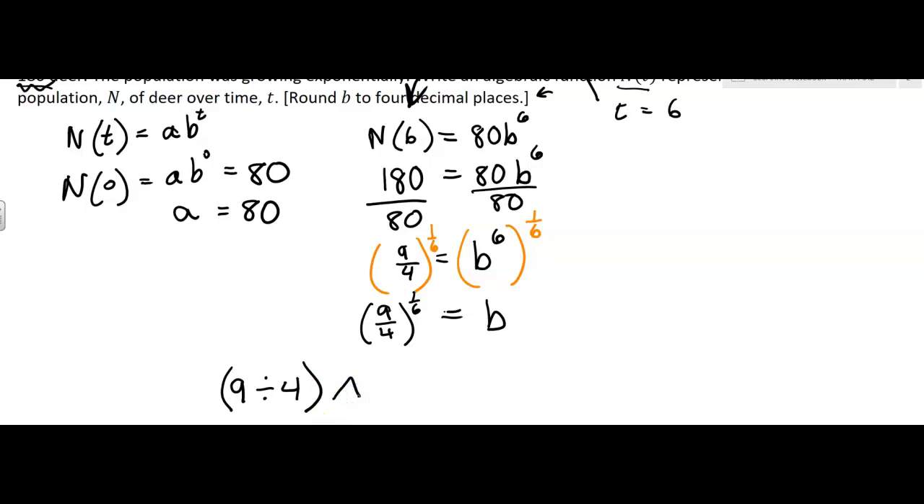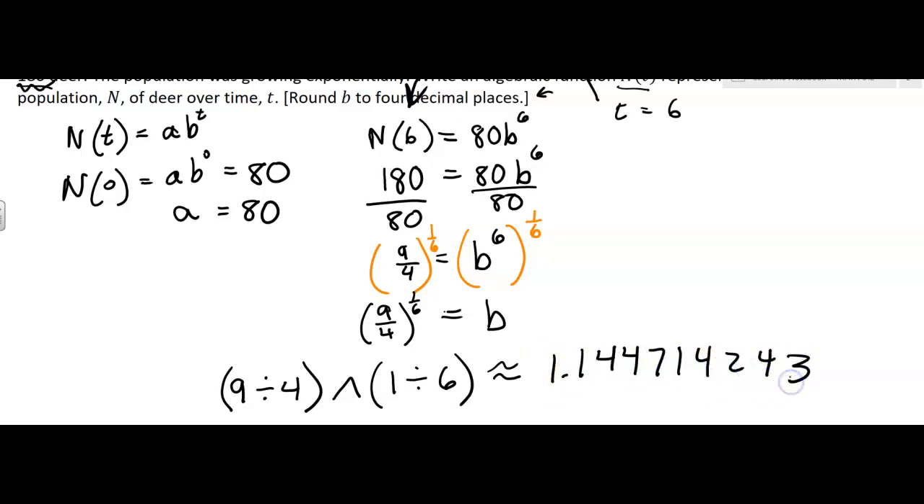And then here's a mistake that students sometimes make. You have to put that exponent in parentheses. If you don't, you're not going to get the right answer, okay? So we were raising it to the 1 divided by 6, okay? And again, we don't want a decimal there because it's going to be a repeating decimal, and we want the whole thing. We want it to be precise, okay? So I'm going to stop so you can do that on your calculator. Whew. So on my calculator, I get 1.144714243. That's what it says.